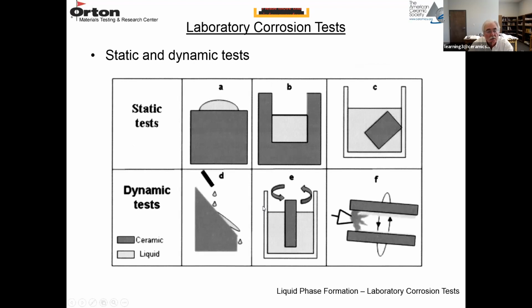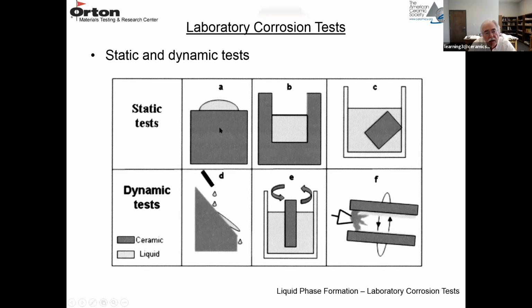So there's various static and dynamic tests that are available to measure corrosion. There's three static tests here on these three diagrams, A, B, and C, and there's three dynamic tests here, D, E, and F.